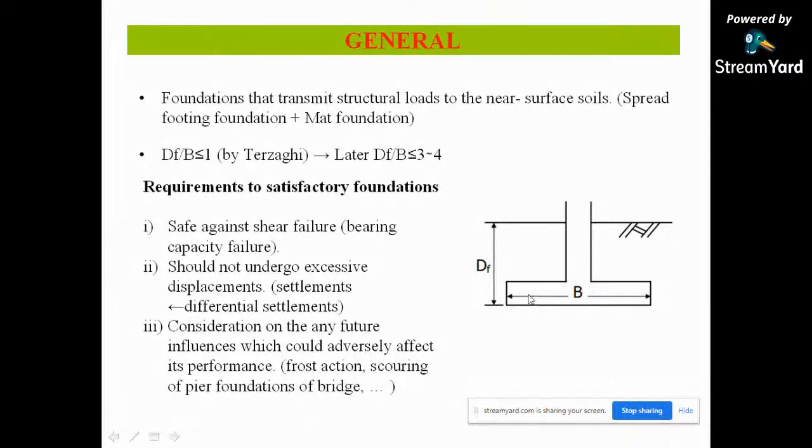This is your footing, this is your column, and because of the deep loading, the soil will try to travel in an upward position, and here will be your bulging. That bulging is known as your heave, which is always produced in thrust actions, scouring of piers and bridges. So you have to consider this part also.